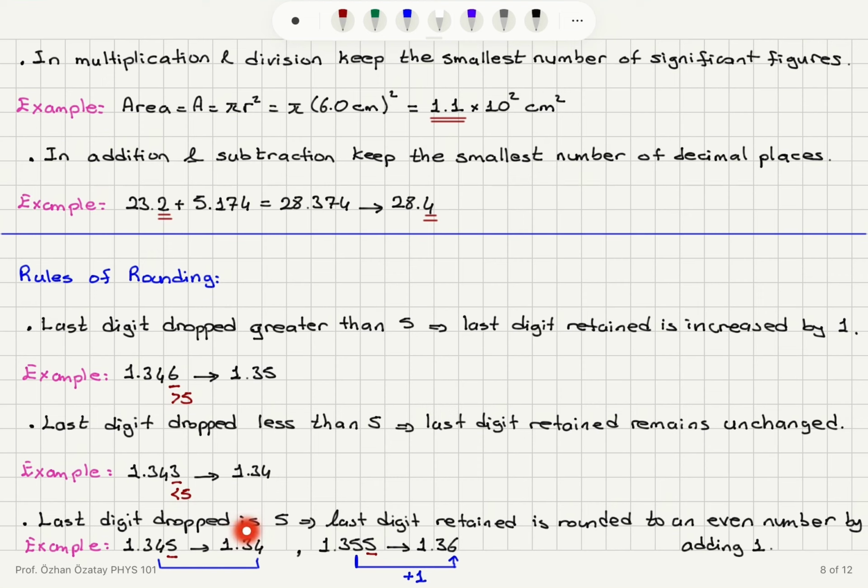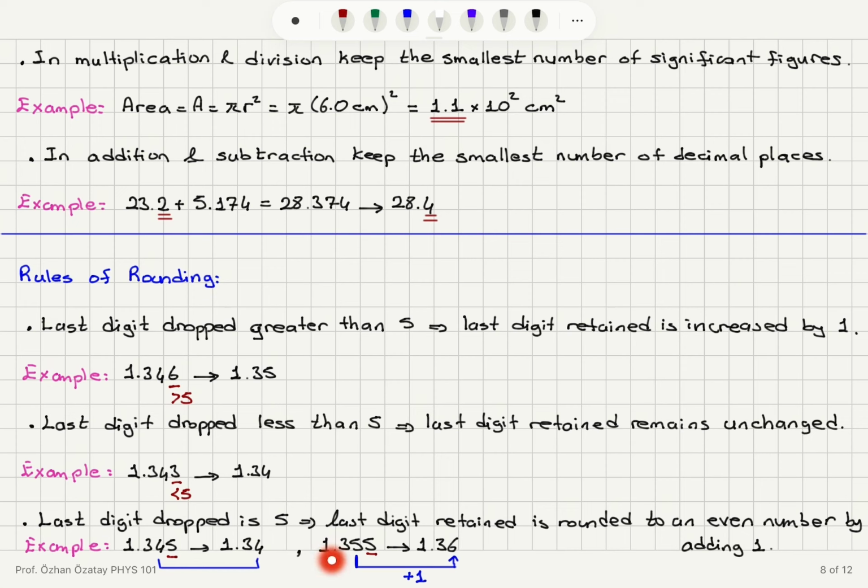If the last digit dropped is exactly 5, then the last digit retained is rounded to an even number by adding 1 if needed. So here is the example, 1.345. We're going to drop this 5. We're required to have three significant figures. So we check if the last digit retained is even or not. It is even, therefore we don't change it. So this will be 1.34.